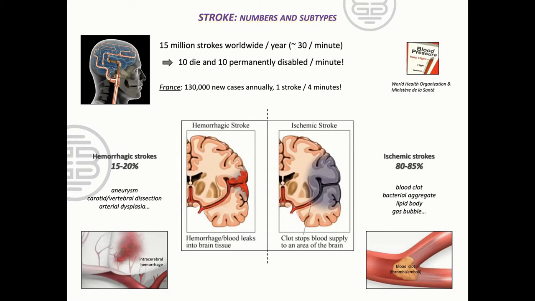And there is also the ischemic stroke, which is 80% of strokes. These are the consequences of clot formation, either at the periphery and moving from the periphery to the brain, or directly formed inside of the brain. And there are different types of ischemic stroke. Today I will focus on ischemic stroke and I will not talk about hemorrhagic stroke.